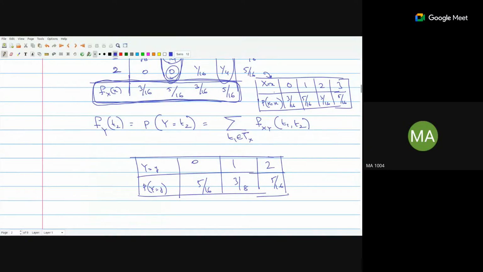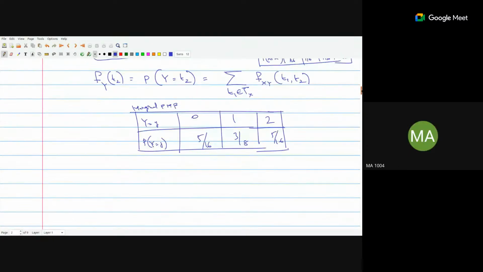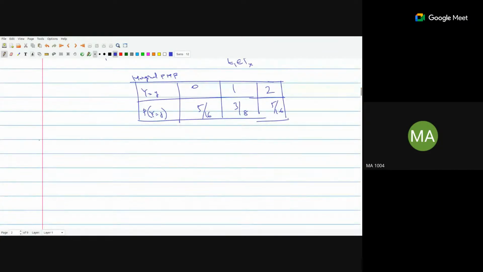So we use the term marginal PMF. So this is the marginal PMF of y, and this is the marginal PMF. Sir, given marginal PMF, can we find joint PMF? So I'm coming there. That is the next point I wanted to mention.